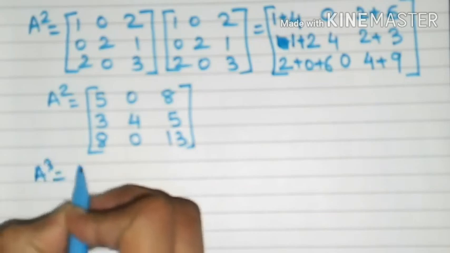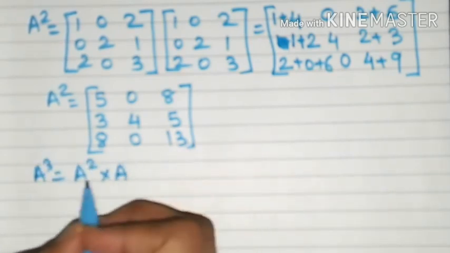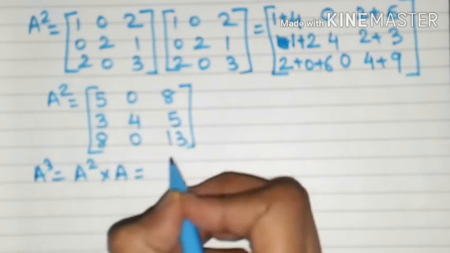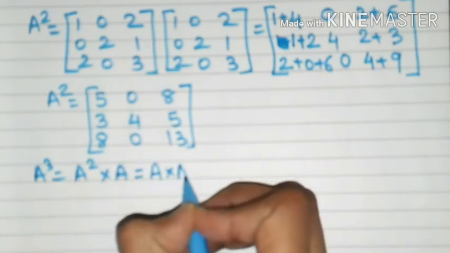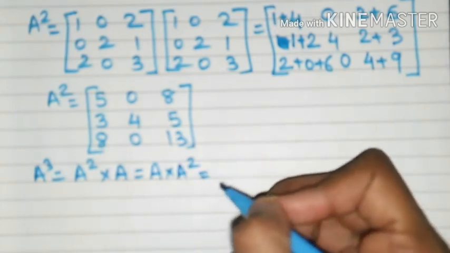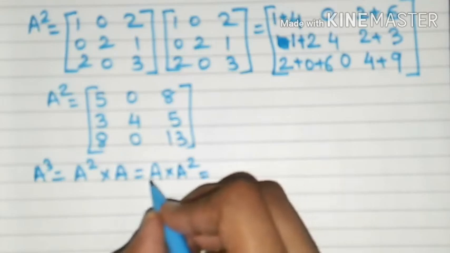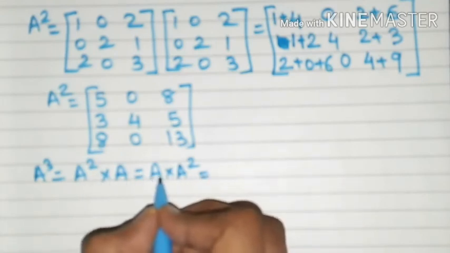So a cube is nothing but a square multiplied by a. Now you can either write a square multiplied by a or a multiplied by a square. It will be the same. So we can try that out as a separate problem if we want later. So let us first write it down. Let me take it as a into a square.